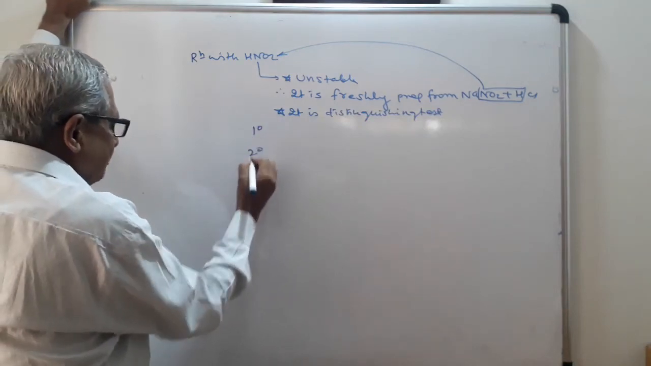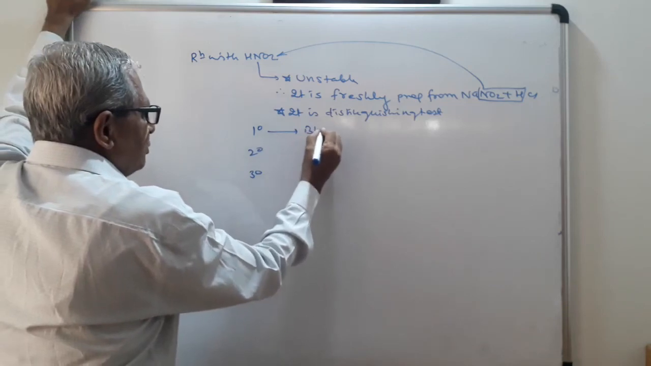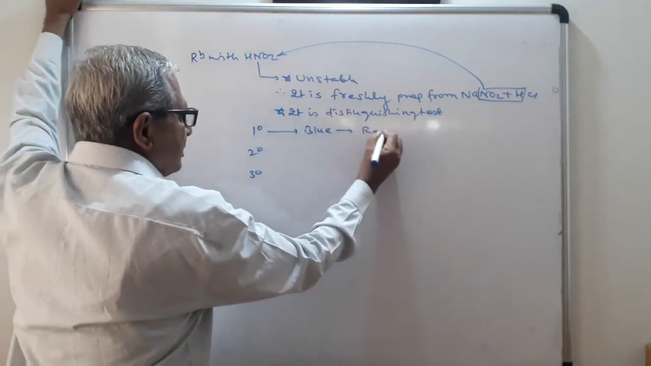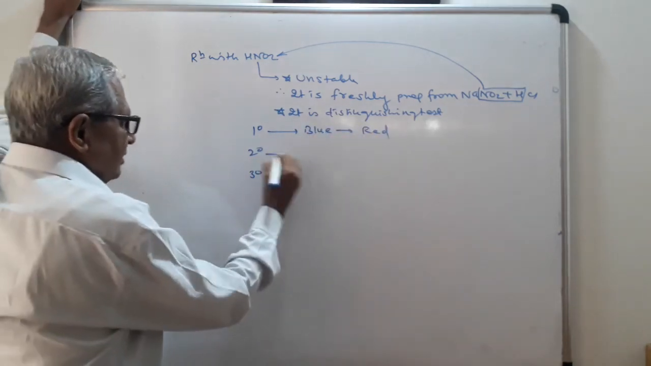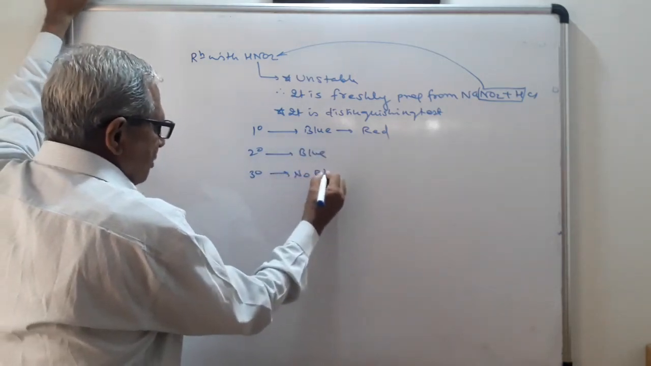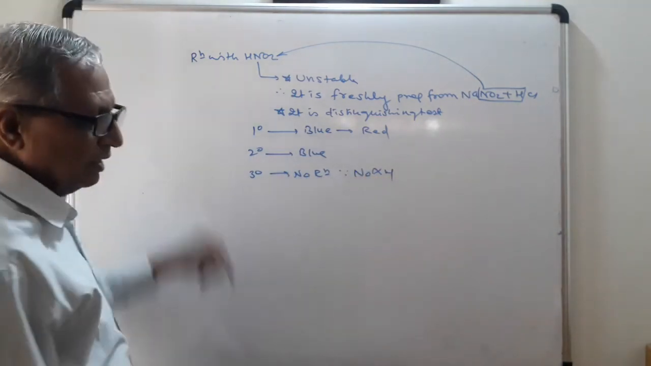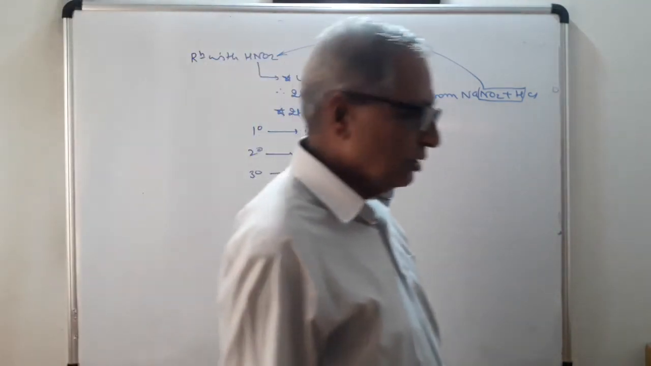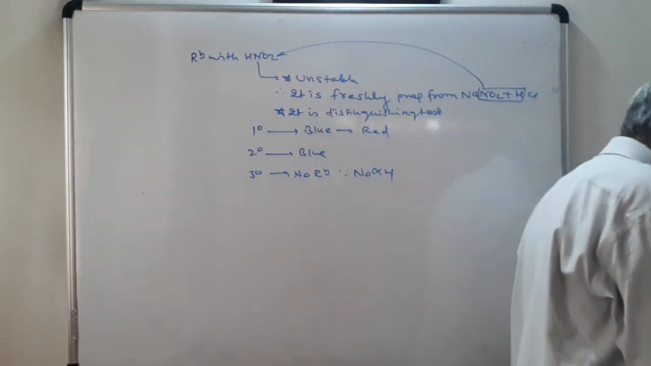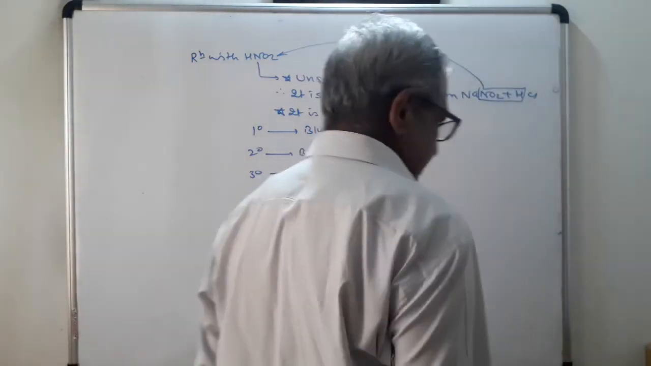If you consider primary, secondary and tertiary nitroalkane, first it will give a blue color, then the blue color will be converted to red color. Here you will get only blue color. Here no reaction, because no alpha hydrogen. This color test is used to distinguish between primary, secondary and tertiary nitroalkane. Therefore it is a distinguishing test.